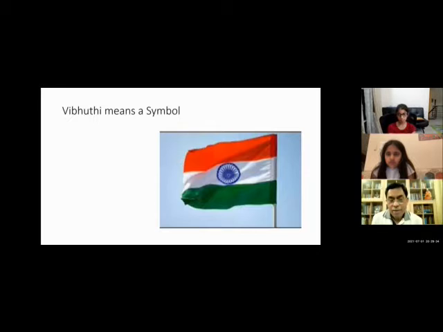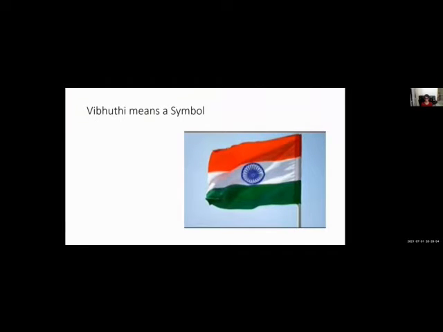Vibhuti means a symbol. Now, if you see the flag of India, that represents the country. It all began with Arjuna wanting to see God. And because God is so vast, to be able to see God in the world, he asks Krishna to give a few symbols.